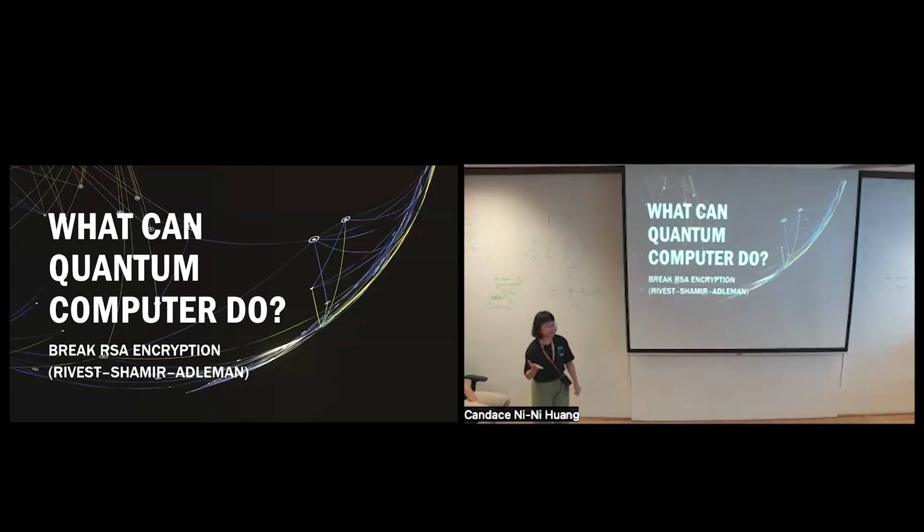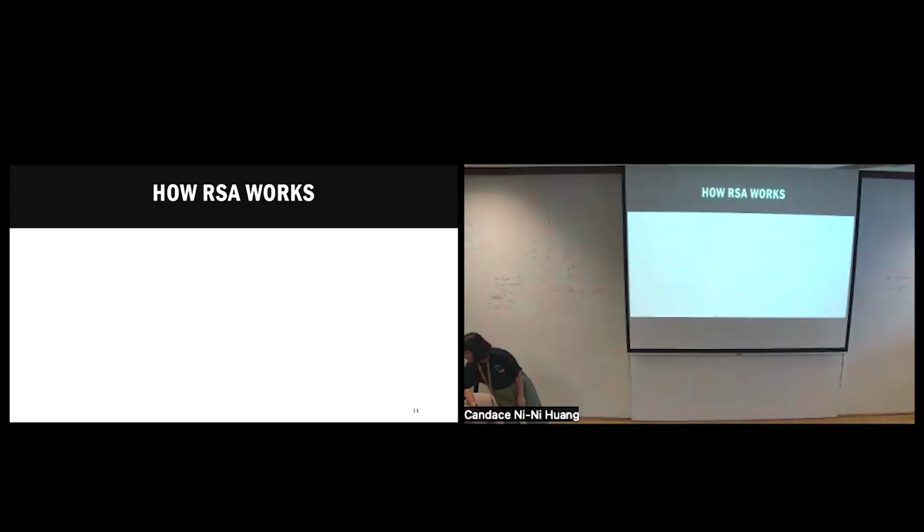So what can a quantum computer do for us? One application, one motivation for building a quantum computer, is that it can break RSA encryption. RSA is basically named after three people. I will briefly illustrate how RSA works, but there will be more illustration in your future classes.